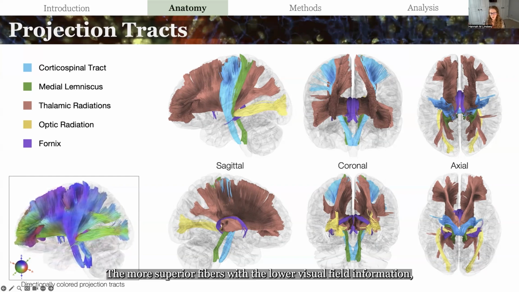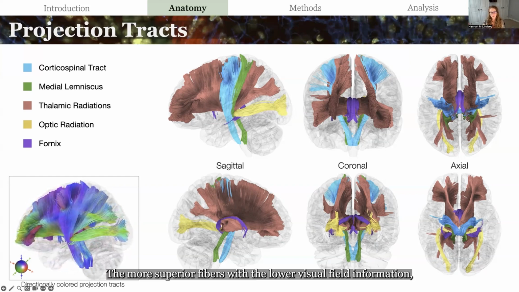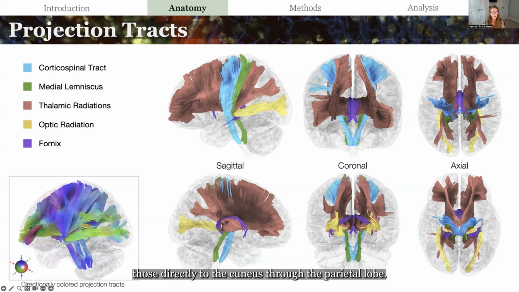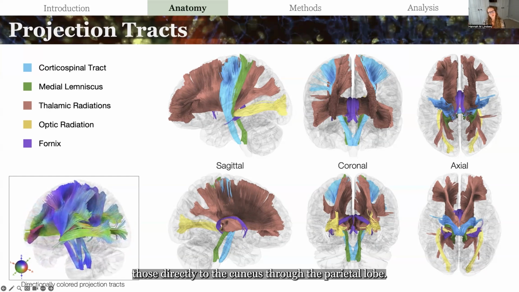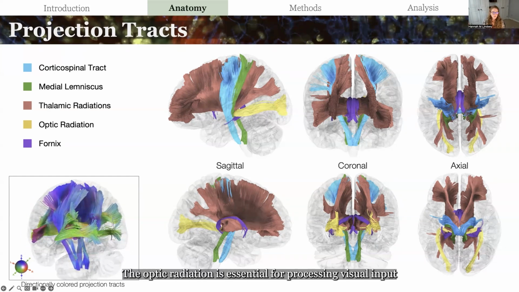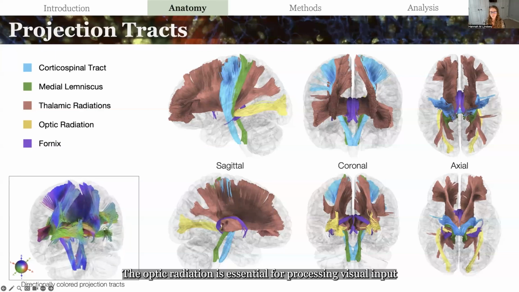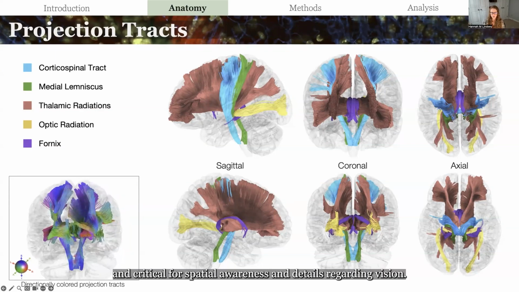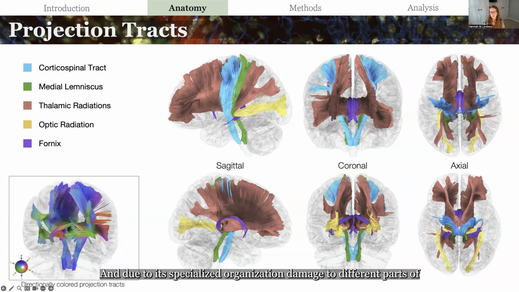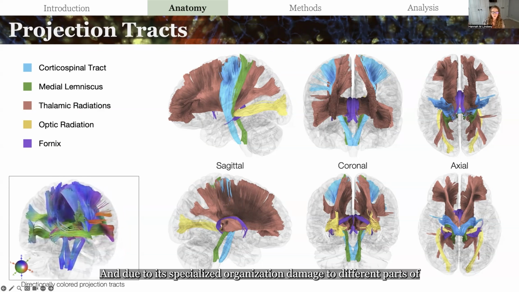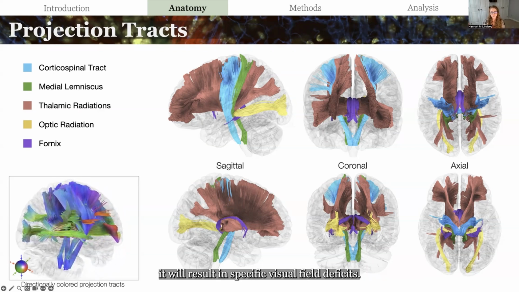The more superior fibers with the lower visual field information project directly to the cuneus through the parietal lobe. The optic radiation is essential for processing visual input and critical for spatial awareness and details regarding vision. And due to its specialized organization, damage to different parts of it will result in specific visual field deficits.